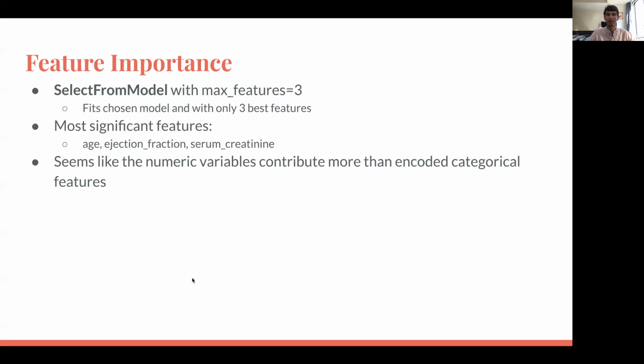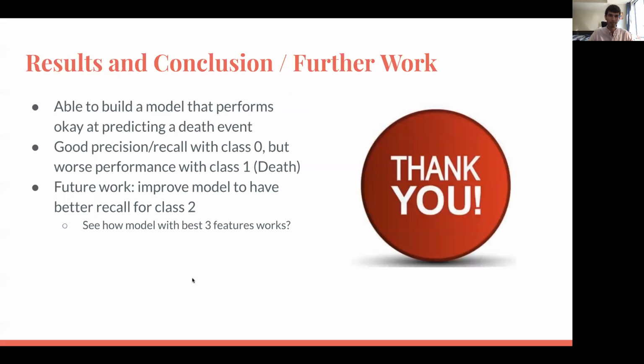Additionally, it seems like the numeric values contribute way more than the encoded categorical features. So I'd be interested to see if the model would perform better if I just ran it without the categorical features, being that it doesn't seem like they have much of an influence.